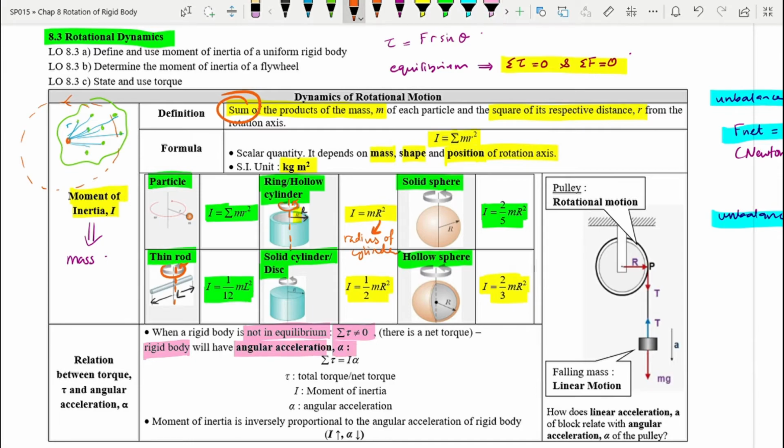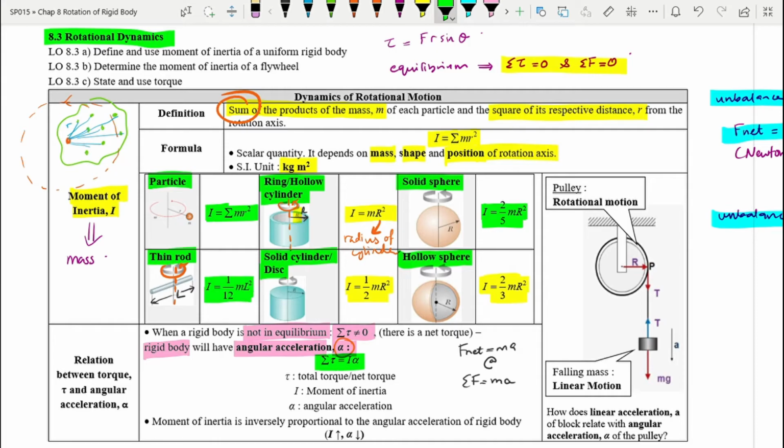Okay, yang ni yang saya nak highlight kan. Dia akan ada angular acceleration. Angular acceleration, dia punya simbol adalah alpha. Kita dah belajar dalam first linear outcome. Okay, kalau linear motion, kita menggunakan net force equals to MA, ataupun summation of F equals to MA, samalah. Tetapi dalam rotational, kita akan gunakan summation of torque equals to I alpha.